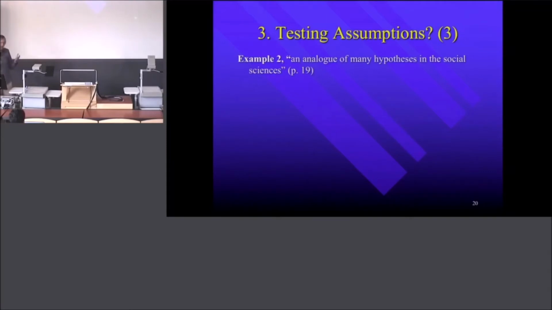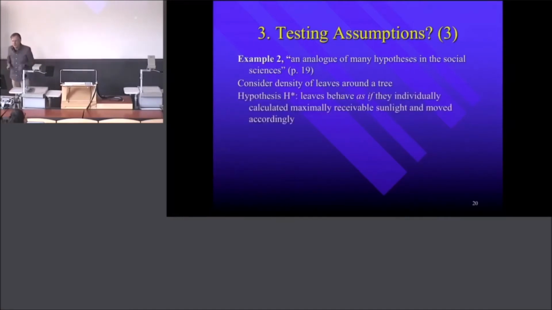Now, example 2. So this was the physics example. He developed it just so that we get the feeling that this is not, so to speak, abnormal in economics, but you find it in physics already. And now he's moving slowly to something where he says example 2 is an analog of many hypotheses in the social sciences. When you read this hypothesis, you will say, I don't see the analogy immediately. So let's discuss it. There he considers the density of leaves around a tree. Trees don't always have the same density of leaves around them, but it depends where they stand, what the shadow is, what the sun is, and so on and so forth.